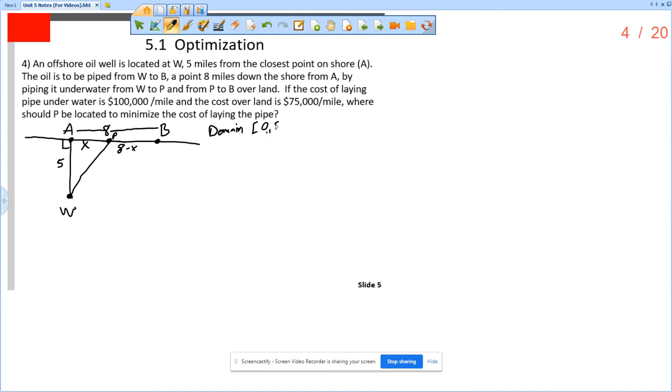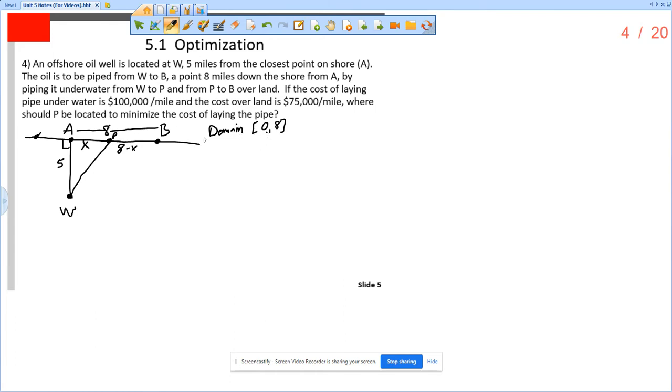Is it clear that x cannot be less than 0, negative? Is it clear that P is not going to be over here, where we pipe this way and then that way? Yes. Is it clear you're not going to pipe beyond B and then back? Yes, I think that is clear.